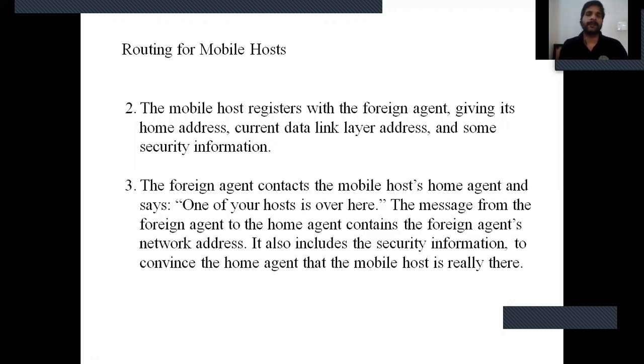The second point of routing for mobile host: the mobile host registers with the foreign agent, giving its home address, its current data link layer address, and some security information. The third point: the foreign agent contacts the mobile host's home agent and says, your host is over here. The message from the foreign agent to the home agent contains the foreign agent's network address. It also includes security information to convince the home agent that the mobile host is really here. This is the third point of routing for mobile host.